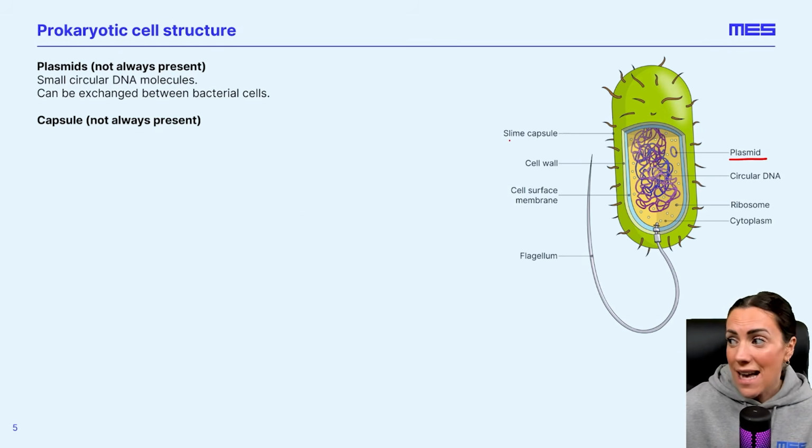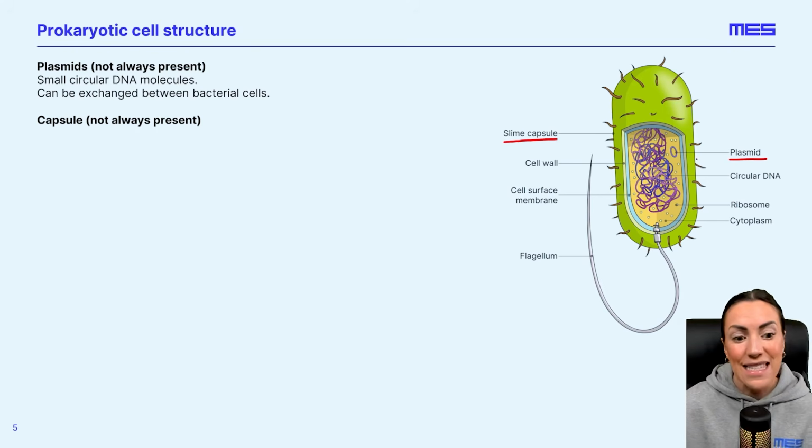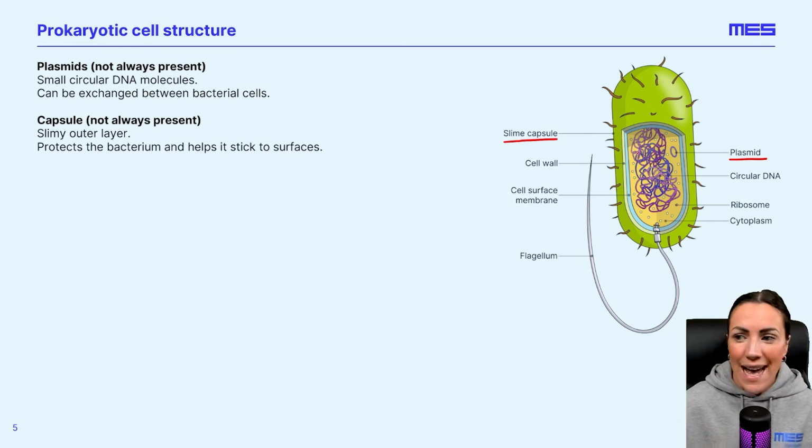Some bacterial cells have a slime capsule, which is this green layer that we mentioned earlier. This is the very outer layer of the prokaryotic cell. It's not always present, but if it is, it's a slimy outer layer that sits just outside of the cell wall, and it helps to protect the bacterium. It stops the bacterium from drying out, you could say. It also helps the bacterium to adhere to or stick to surfaces, and also helps bacteria to stick to each other as well.